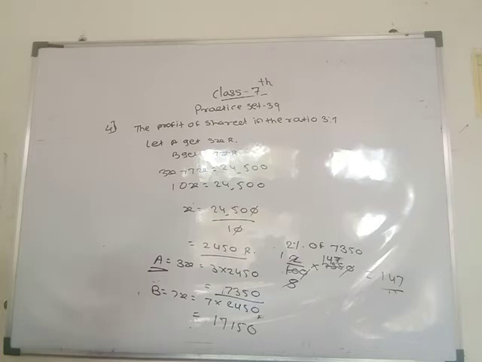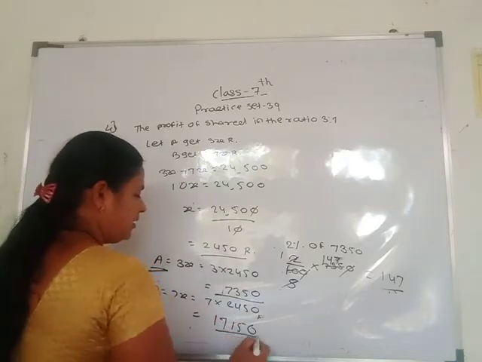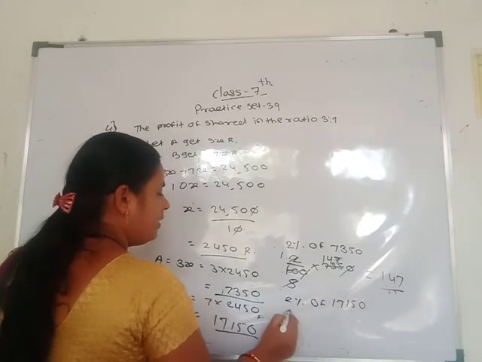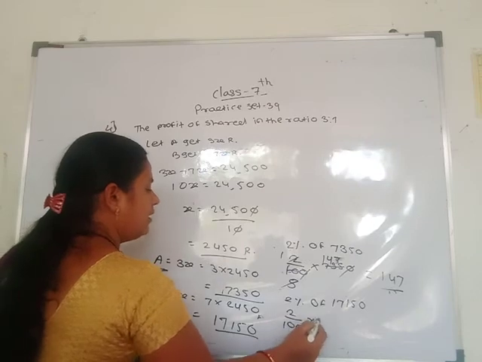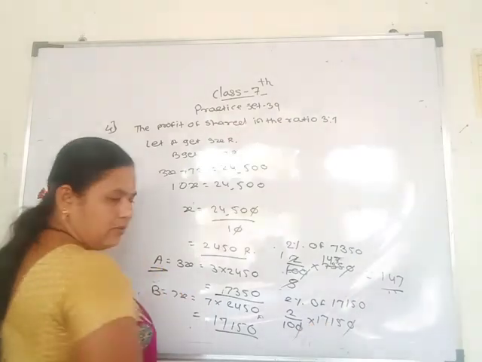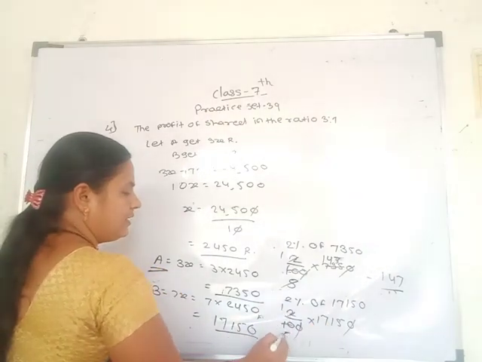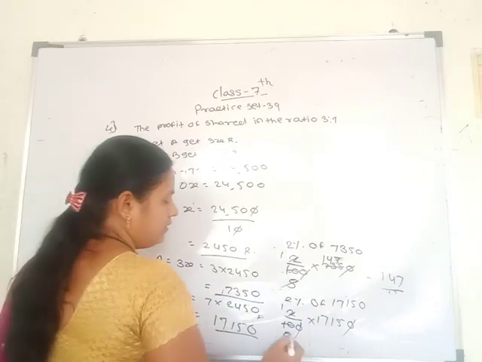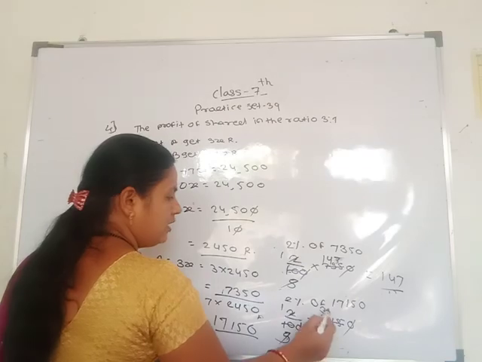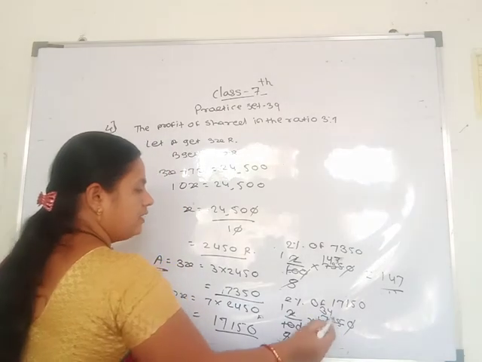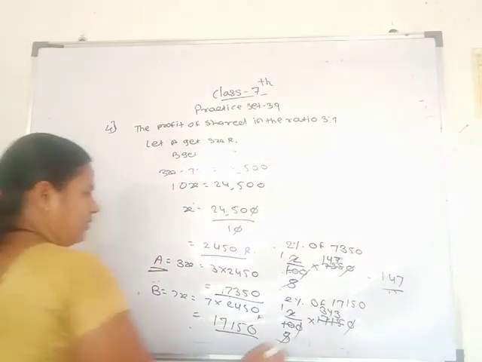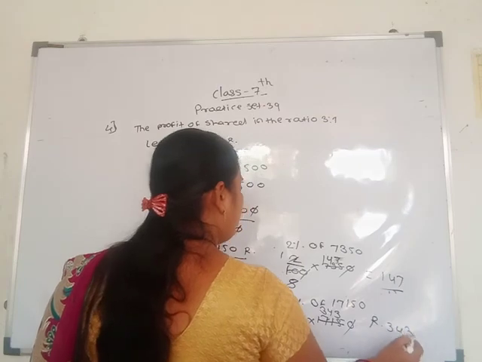Then 2% of the number 17,150, means 2 divided by 100 into 17,150. See here, cut the zeros. Then 2 ones are 2, 2 fives are 10. Then the 5 numbers: 5 threes are 15, 5 fours are 20, and again 5 threes are 15. The answer is 343 rupees.